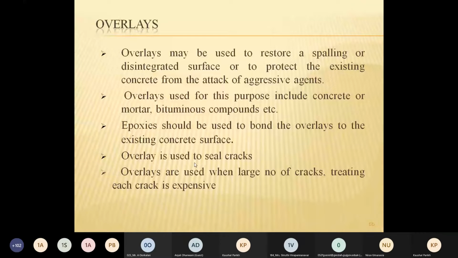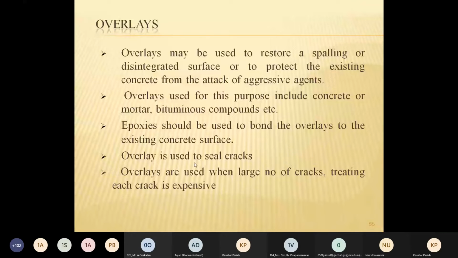Overlays may be used to restore a swelling or disintegrated surface, or to protect the existing concrete from the attack of aggressive agents. Overlays used for this purpose include concrete or mortar, bituminous compound, etc. Overlay is nothing but the spreading of something on a bigger area. Here, the epoxy should be used to bond the overlays to the existing concrete surface.